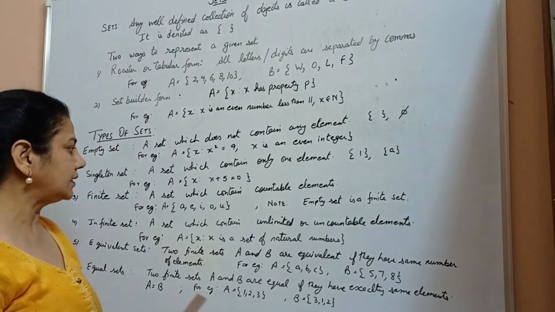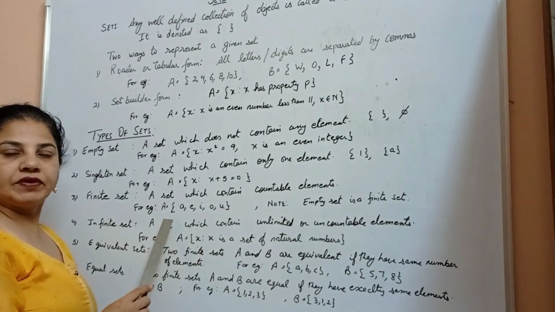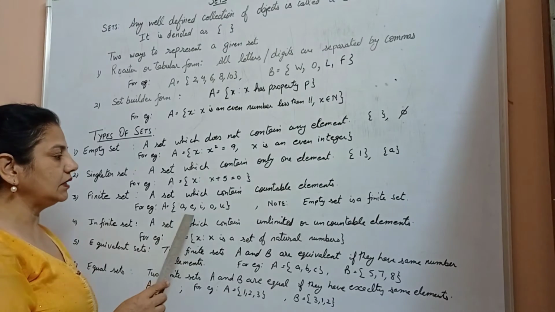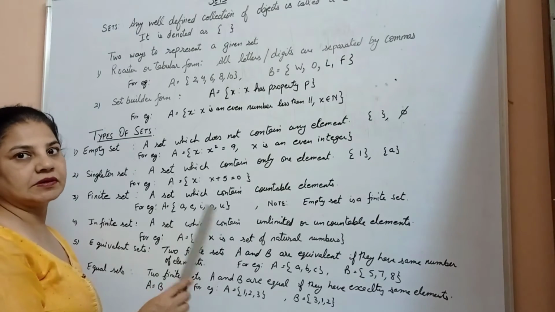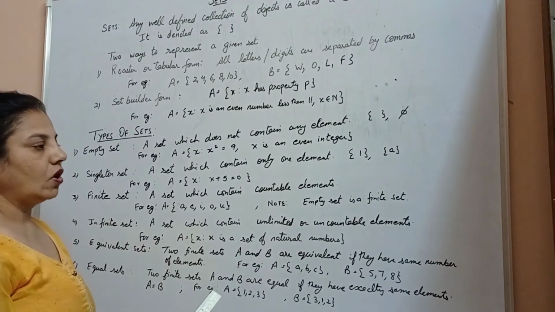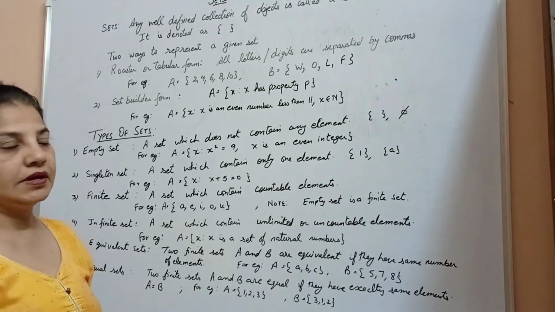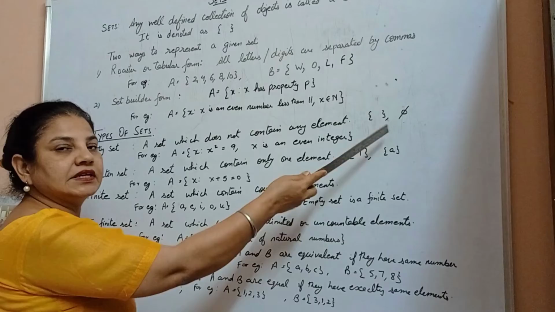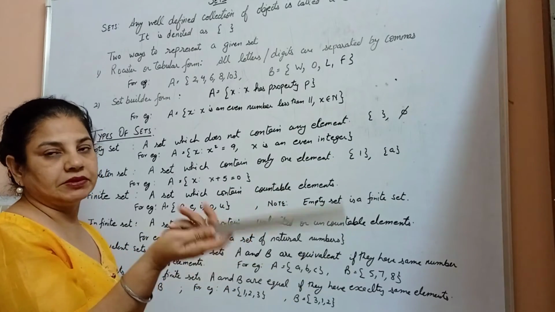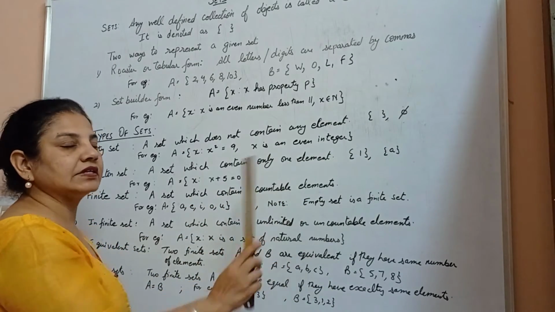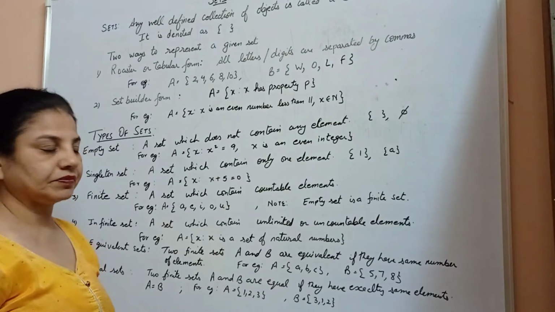Finite set: a set which contains countable elements is called a finite set. For example, the set of vowels A, E, I, O, U, where each vowel is separated by commas. You can also say that the empty set is a finite set, as there is no element. So 0 can be counted. No element is there. Therefore, we can say the empty set is a finite set.